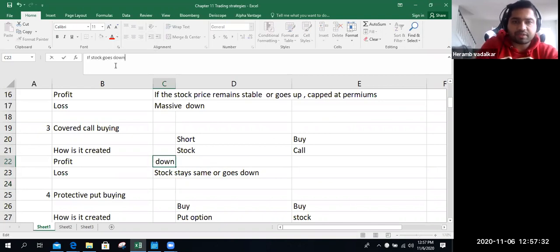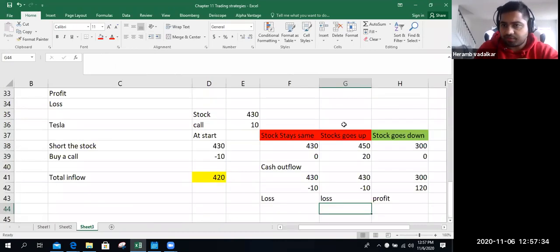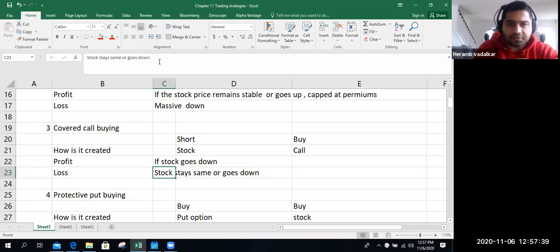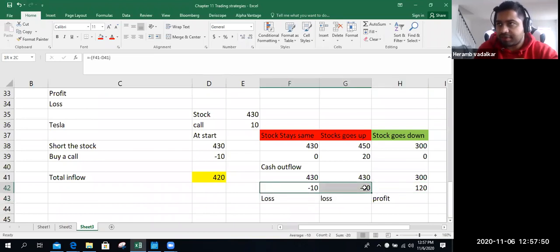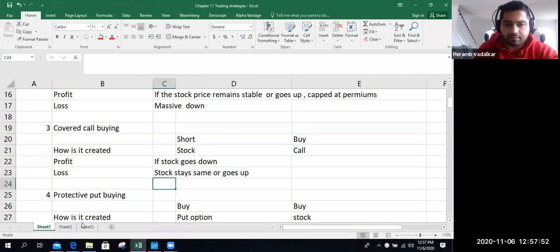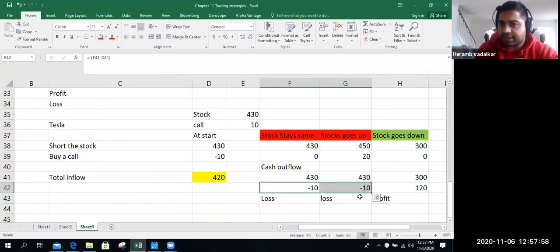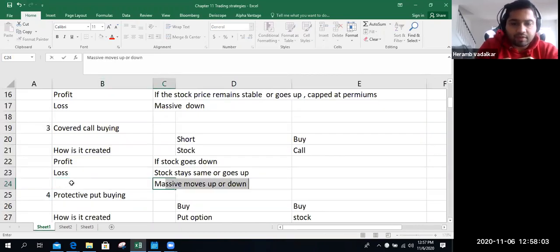We made profit when it actually went down. So if the stock goes down, you make profit, and loss if the stock stays the same or goes up. But the good part is the maximum loss is capped at $10. So even if it went to 450, you actually capped your losses to $10. So we'll write it down: maximum loss capped at $10.